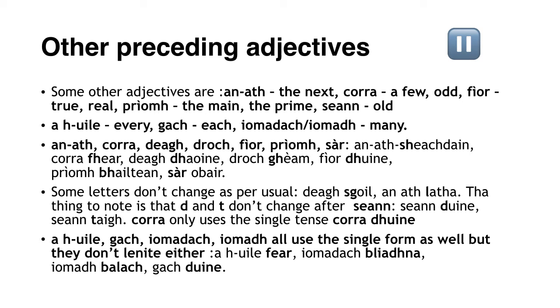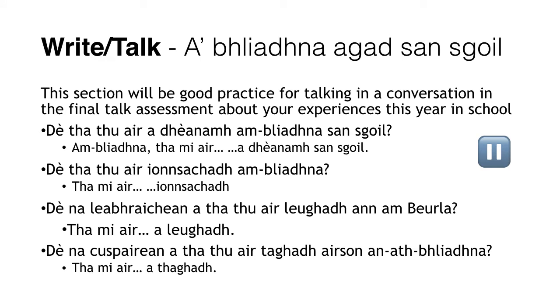And then hula, gach, imidoch, even though they're about many, they will only use the single form. So a hula fair, every man. Imidoch bliana, many year. Imid babel, many boy. Gach dunne, each man. So it's just something to be aware of, and that idea that if you're talking about many of something, you're actually going to use the single form of the noun. Is a good way to remember it.